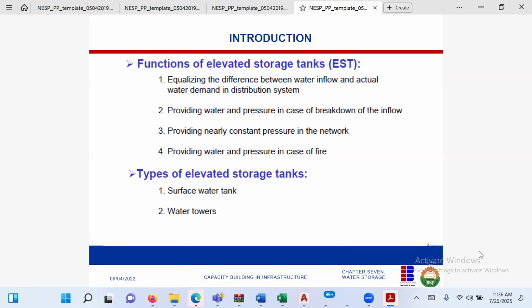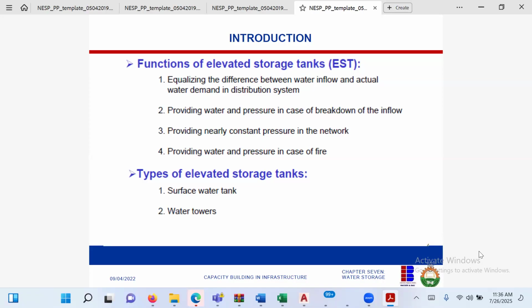Functions of elevated storage tanks. Storage tanks are to equalize the difference between the inflow and actual demand. This is very key. Let me ask us, why is it that you pump water from your borehole? You don't go straight to your tap, no? You need an elevated tank. Why? Because you want to equalize the inflow. Because it's not the rate at which the pump is pumping from the borehole you are consuming. So you need something to equalize that flow. And that is what a storage tank does.